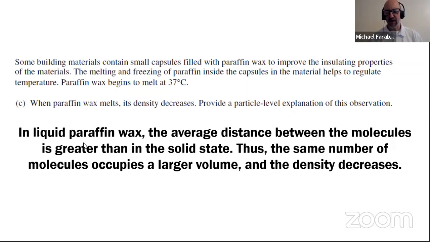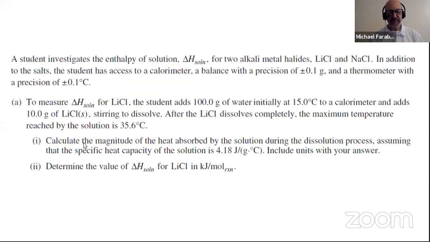All right, moving on to our next AP practice problem. Again, relevant to this lesson. A student investigates the enthalpy of solution, so there's delta H of solution for two alkali metal halides, lithium chloride and sodium chloride. In addition to the salts, the student has access to a calorimeter, which for most laboratories, that would be a set of styrofoam coffee cups for insulation, a balance with a precision of 0.1 gram plus or minus, and a thermometer with a precision of plus or minus 0.1 degrees Celsius.